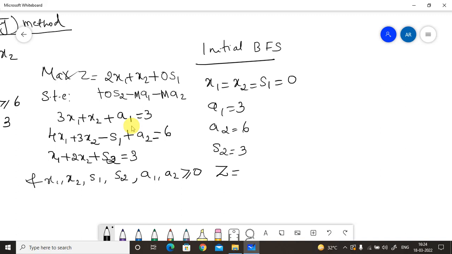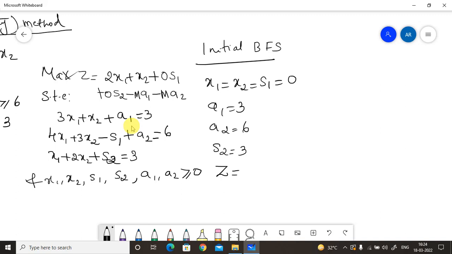So make a note of this. First, I wrote 2x1 plus x2, which is the same as in the question. Then in the constraints we have introduced two variables, slack and surplus, so I'm going to write 0 s1 and 0 s2. Then we have the two artificial variables a1 and a2, and since the problem is of maximization type, I need to write minus m. If it was minimization, I would have written plus m. So please make note of this point. I wrote minus m into a1 and minus m into a2.